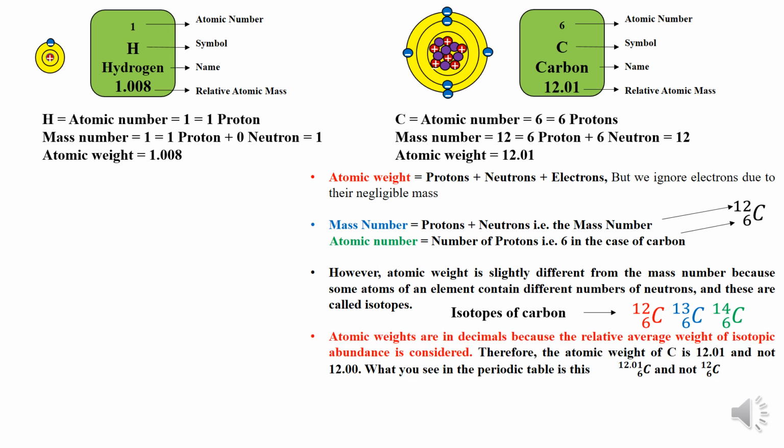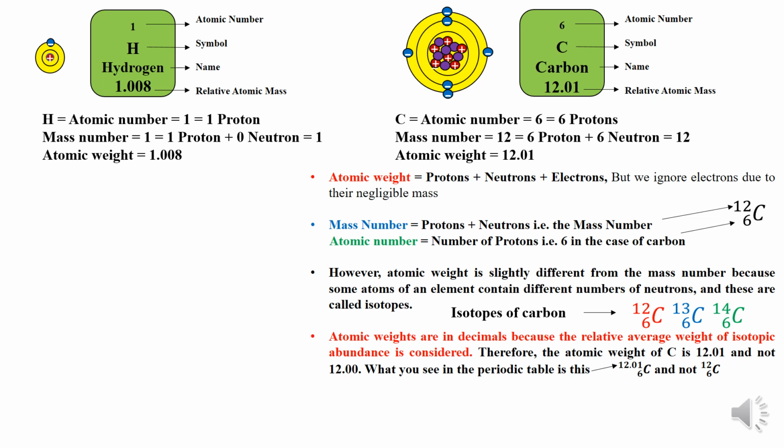So atomic weights are in decimals because the relative average weight of isotopic abundance is considered. Therefore, the atomic weight of carbon is mentioned in decimals, that is 12.01 and not 12. So what you see in the periodic table is this, that is 12.01 mentioned as relative atomic mass and not 12.